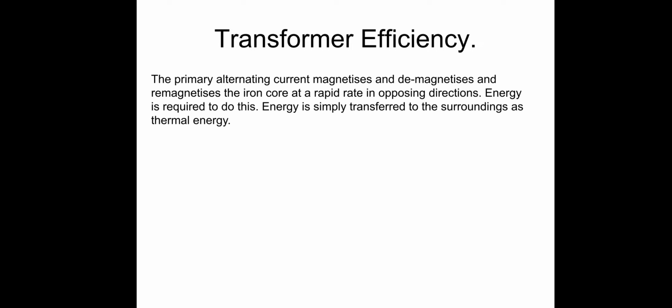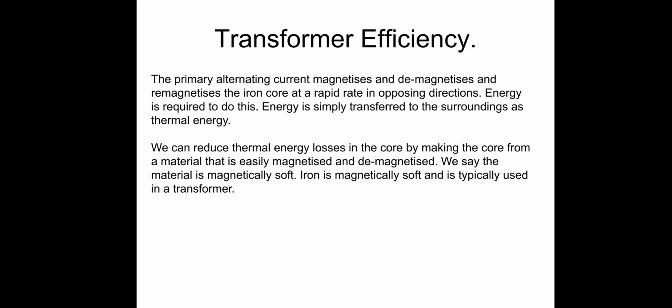So next one, the primary alternating current magnetizes and demagnetizes and then remagnetizes the iron core at a rapid rate in opposing directions, obviously because it's an alternating current, so you set up an alternating magnetic field. Energy is required to do this, and energy is simply transferred to the surroundings as thermal energy during this process. So what we need to do is minimize the heat buildup of this magnetization demagnetization process.